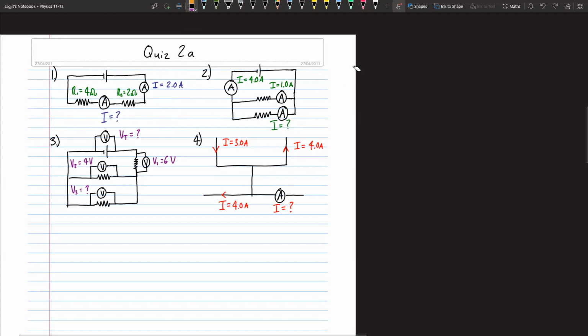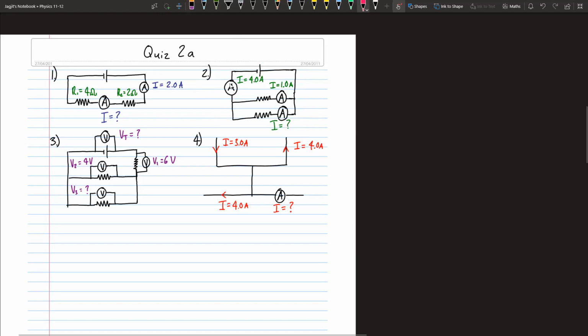Now let's have a look at the second one. Now look, your total current is going to come right here. And at this point, your total current gets split up. Some of it goes this way, some of it goes this way. And then when it gets to this point, they combine back in. Now that means your total current goes through this. This is your total current back again, and it goes in a circle.